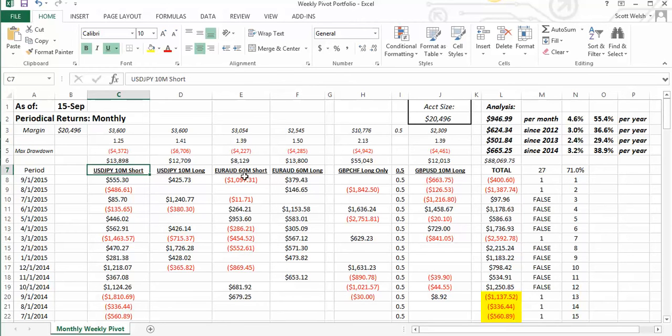Then we have the Euro-Aussie on a 60-minute chart, which only goes short. The Euro-Aussie 60-minute that only goes long. And we've got the pound Swiss that I mentioned in the course. And we've got the pound dollar that's a 10-minute chart that only goes long.